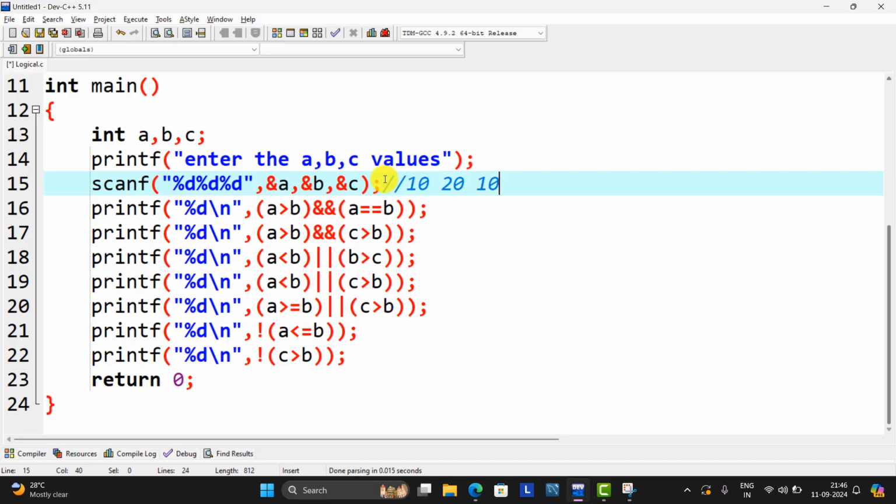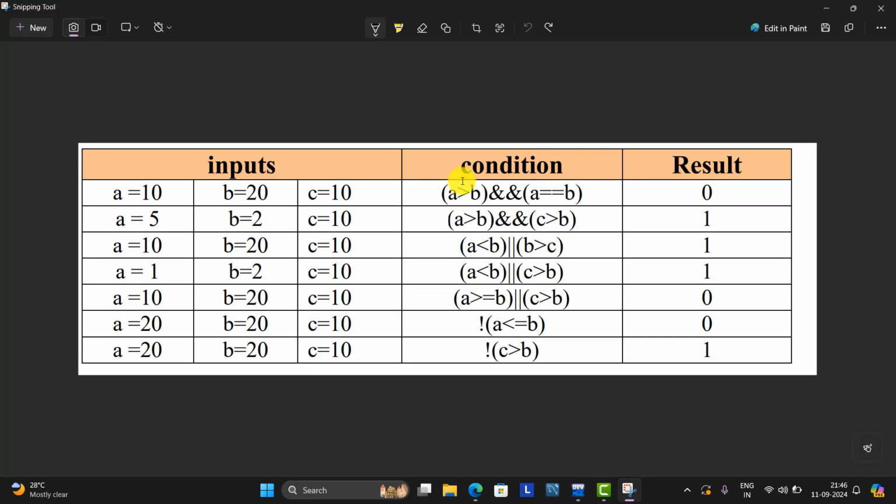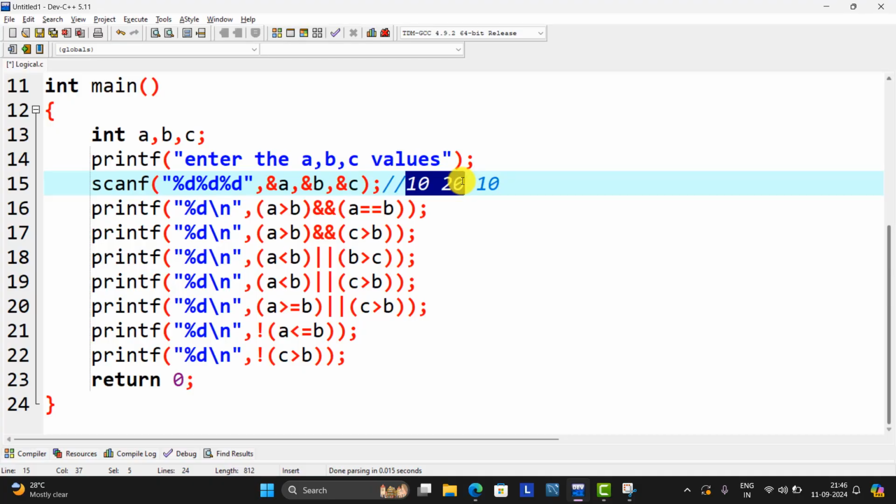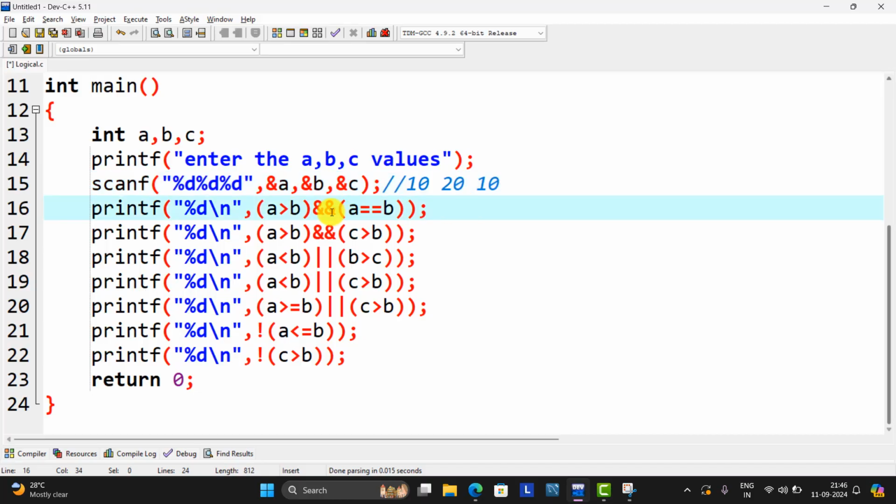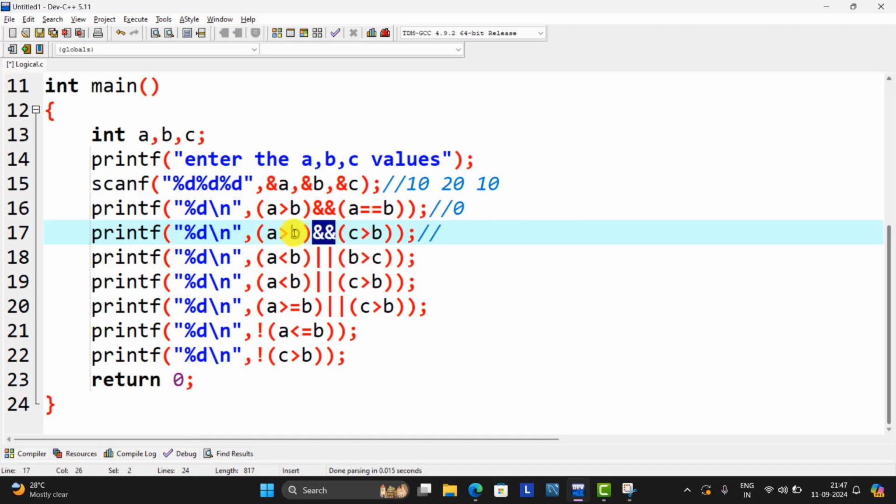Now let us calculate these conditions so that we can understand in a better way. So now let us see A greater than B. Is 10 greater than 20? No, right? So the answer is 0. No need to calculate this, because even though it is true, that doesn't matter, because we already have 0 here. So the answer is 0. Now let us come to this part, A greater than B. This also won't make any sense, because this is always 0. So in this place also 0.